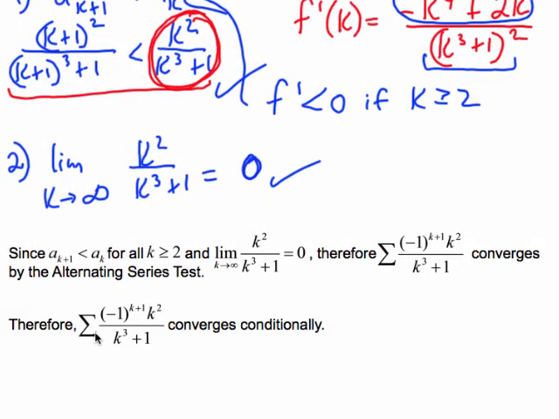And so to answer the question, we say that this series converges conditionally because this series itself converges, but the series of absolute values diverges. And so this series converges conditionally.